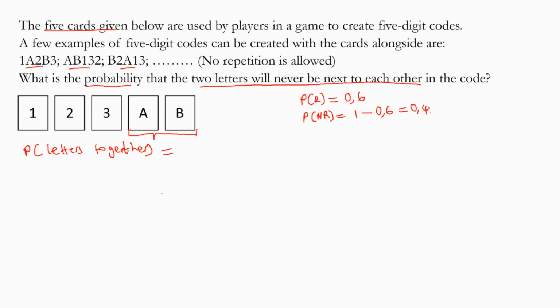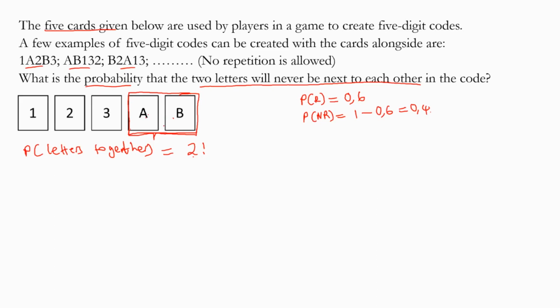They become a unit. There are 2 items in this unit, so the arrangement within this unit is 2 factorial. The 2 factorial is for the arrangement within the unit. This is the unit we're talking about, because they are moving together. It's one unit, so within the unit, the arrangement is 2 factorial. It can be AB or BA.